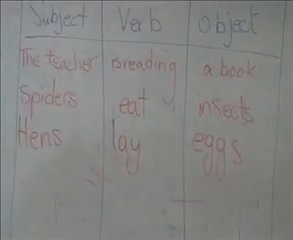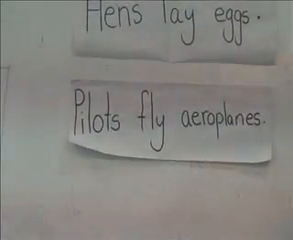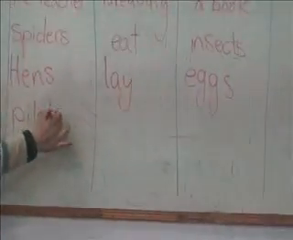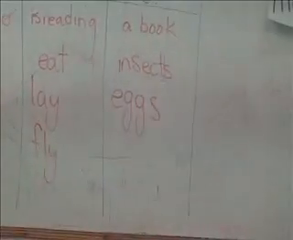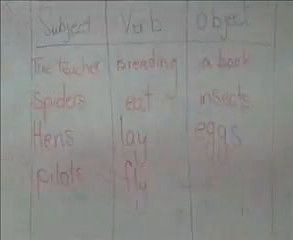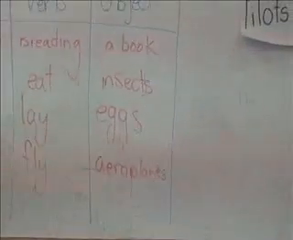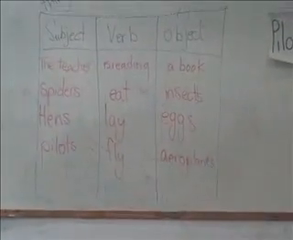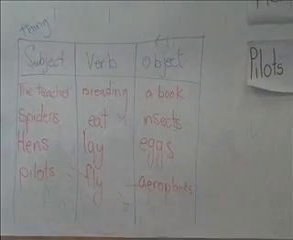And then the second sentence. Pilots fly aeroplanes. Pilots is the subject, because pilots are the ones who are doing the action. Excellent. And what is the action here? Fly. Okay, pilots fly. Fly is the action. What do they fly? Who can tell me? Aeroplanes. Then the subject here is pilots, and what are they doing? They fly, and fly what? Aeroplanes.